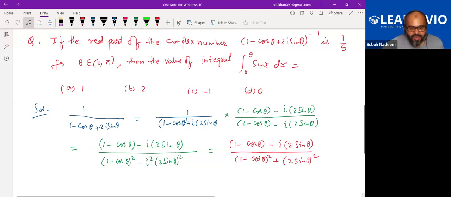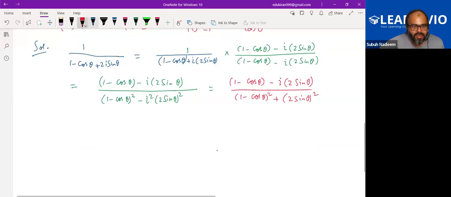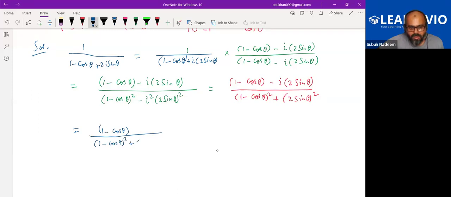If we are getting this, then what does it mean? It means that this is (1 − cos θ) upon (1 − cos θ)² plus 4 sin² θ, since (2 sin θ)² is 4 sin² θ, then minus i 2 sin θ upon (1 − cos θ)² plus 4 sin² θ. This is what we are getting.